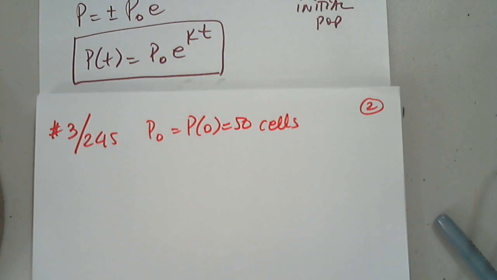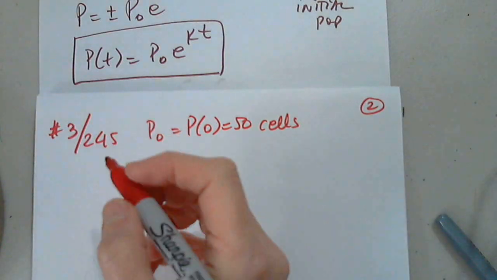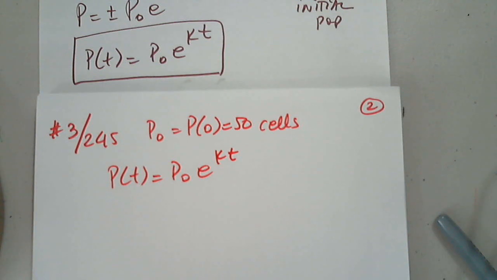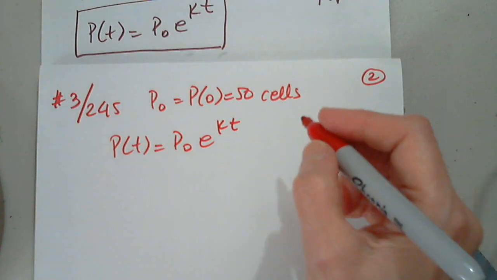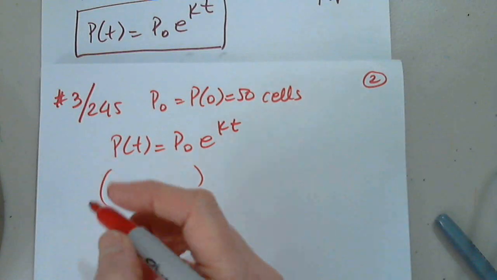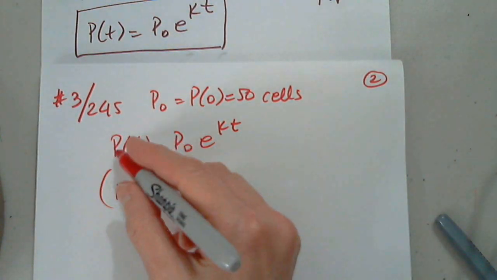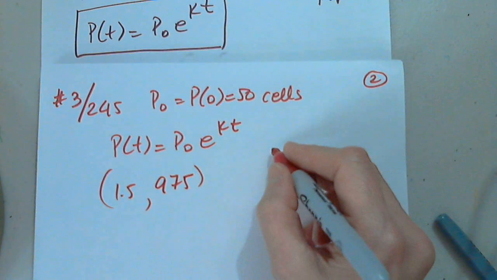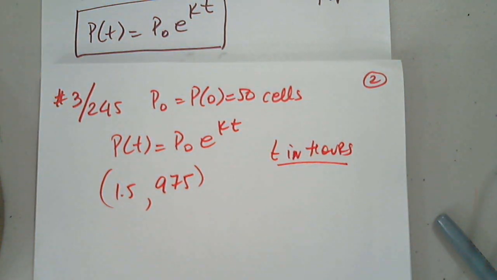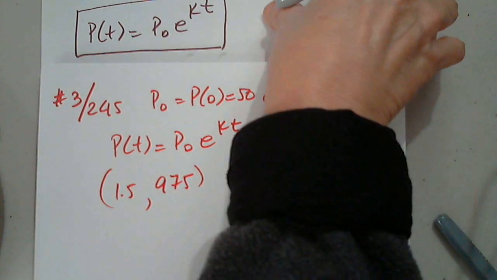When introduced into a nutrient broth, the culture grows at a rate proportional to its size, okay, which means P of t, as we know, is P0 e to kt. After 1.5 hours, the population has increased to 975. So we are given a point: t comma P, t is 1.5 hours, and the population increased to 975. So t in hours.